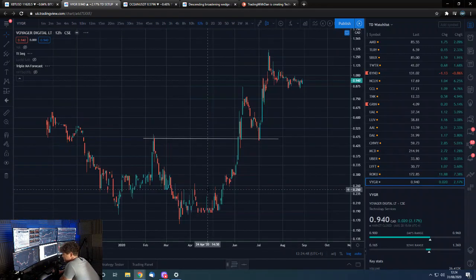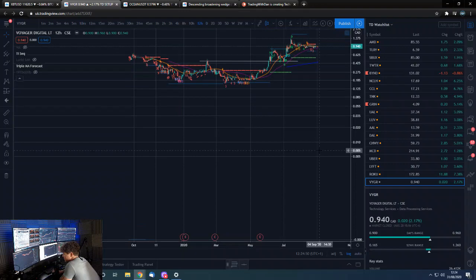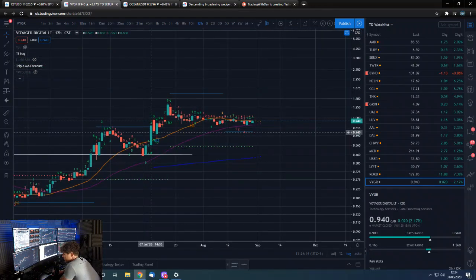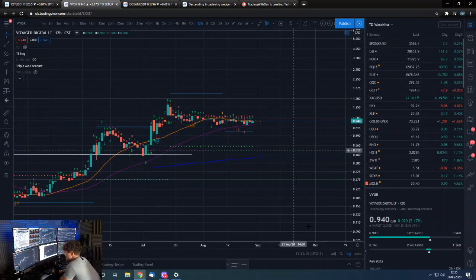Oh, Voyager, how's this doing? This was a big, interesting long trade that I was looking at. Not done too much, to be honest, since I was looking at it before, flagging out now. After this spike up, I was looking at buying the dip, and after that it's just flagged out. So I think that's about everything, isn't it? There's a lot of things covered.